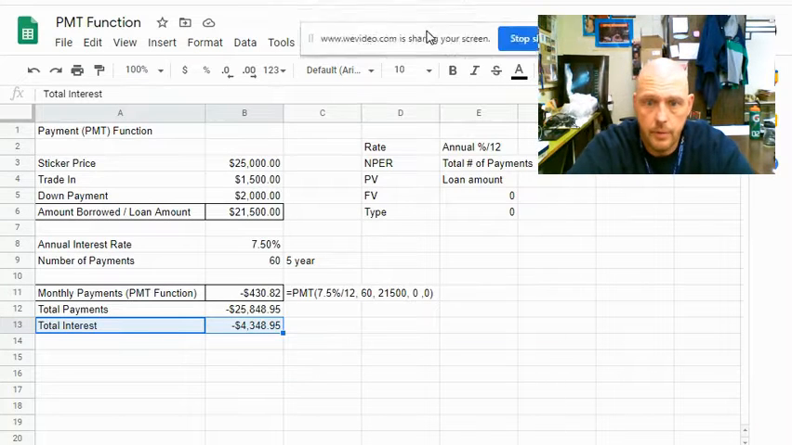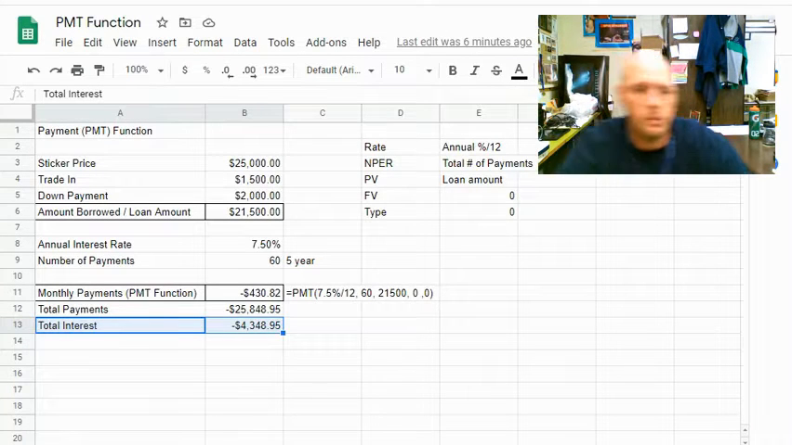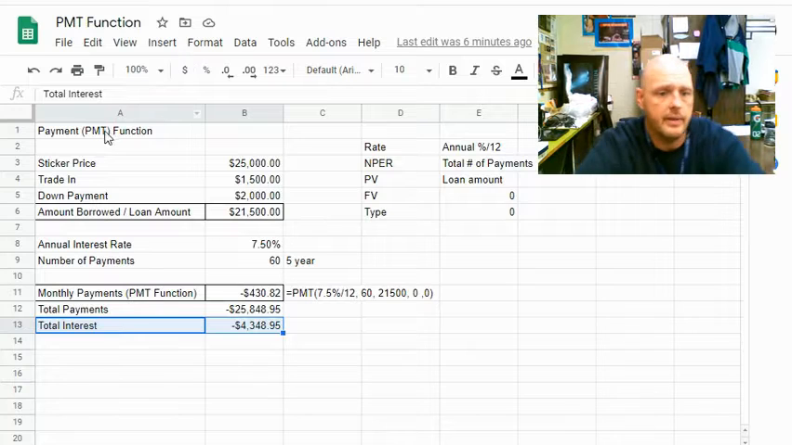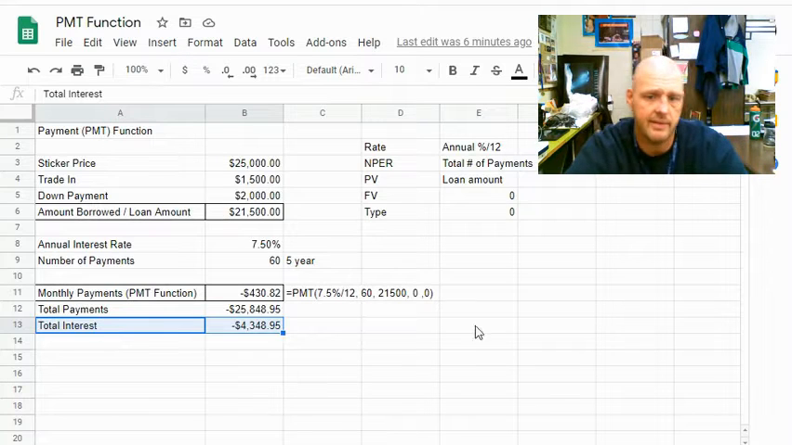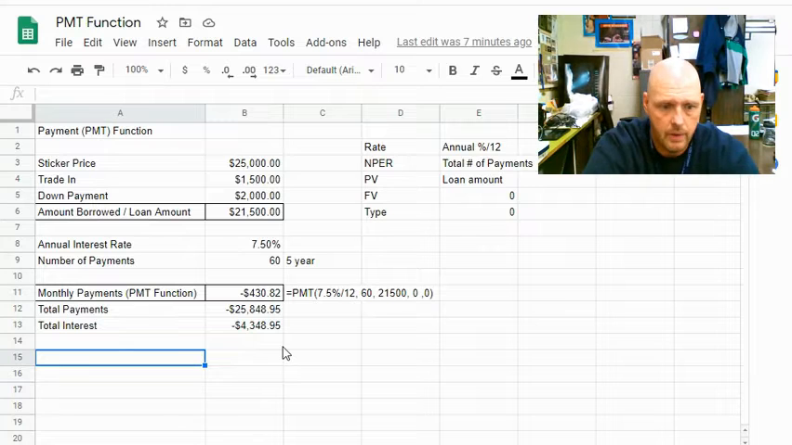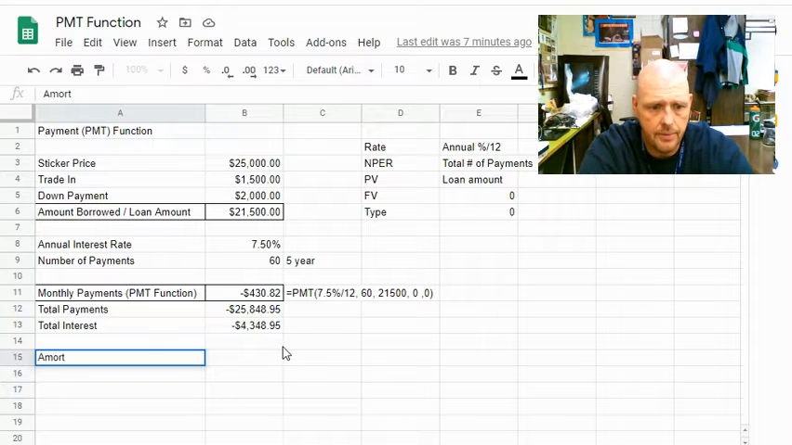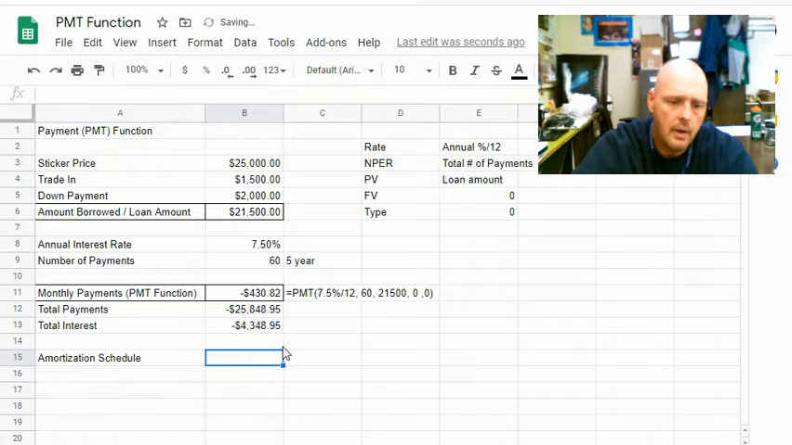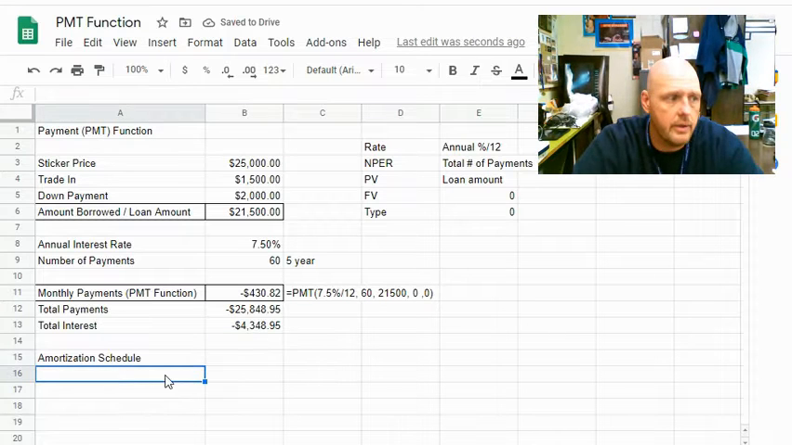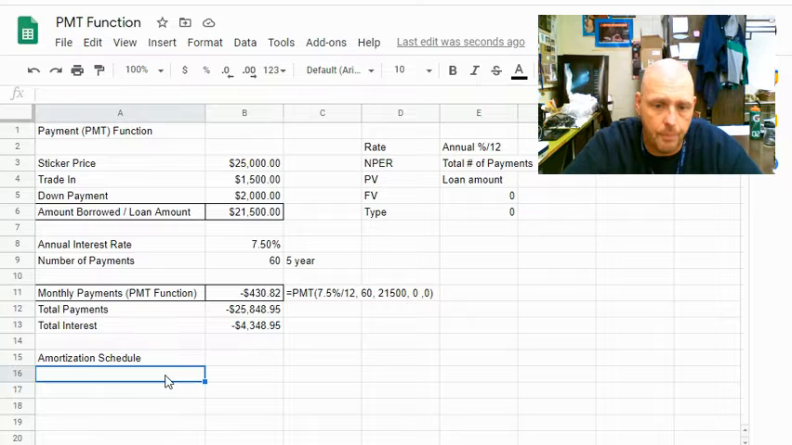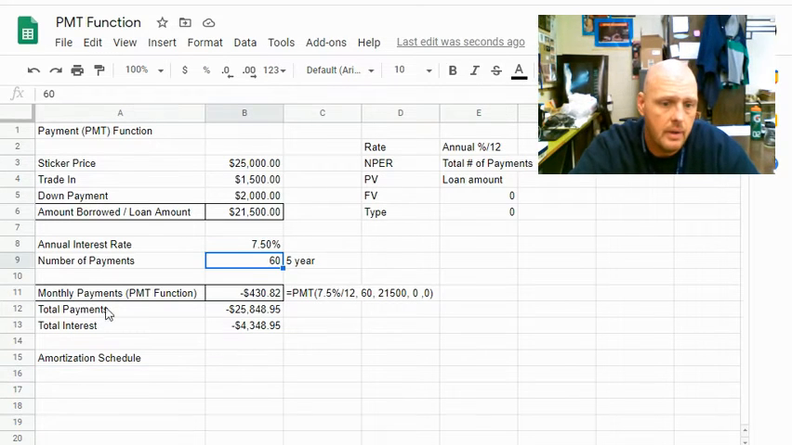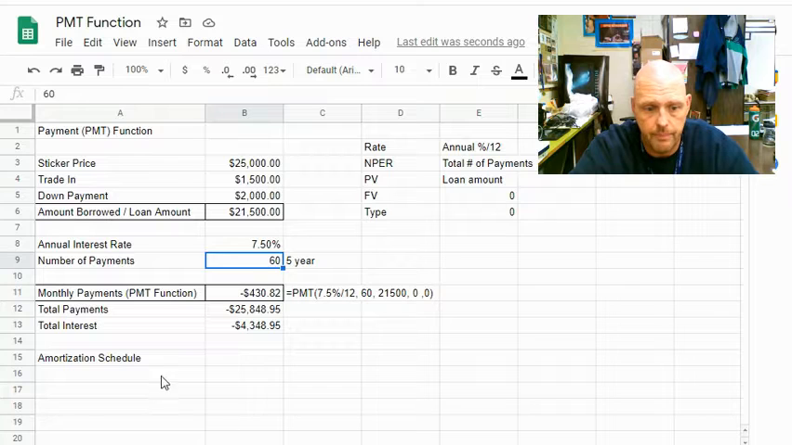All right, so computer app students, we are continuing with our review. We did the payment function review. We're going to take that same set of data and we're going to make something called an amortization schedule. So again, I like to label things, amortization schedule. And what this is going to be is a listing of all of the payments you're going to have from payment number one all the way down to the last payment. And our example here is 60 months worth.